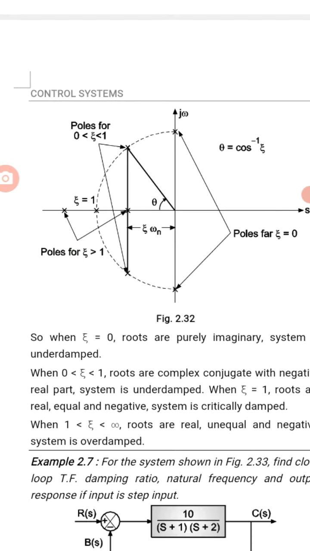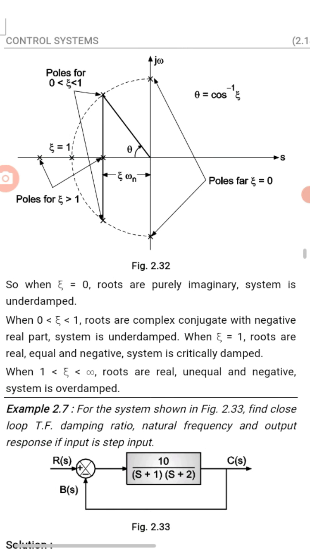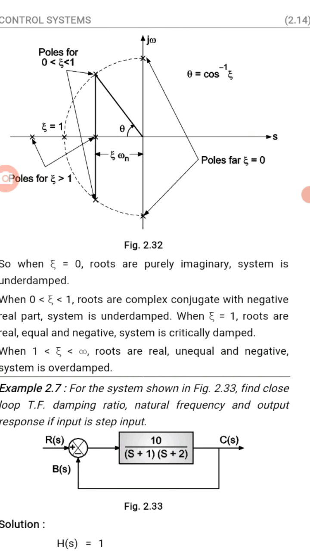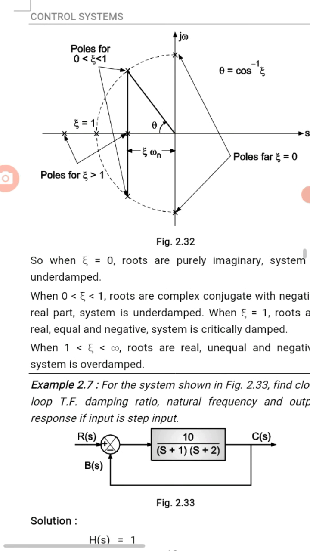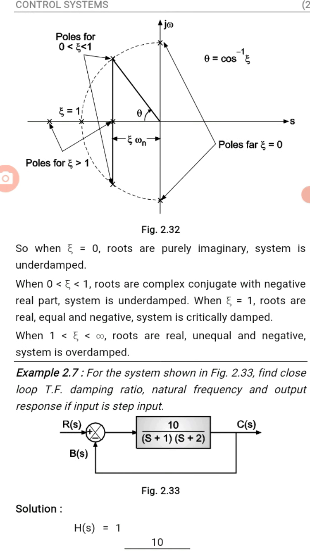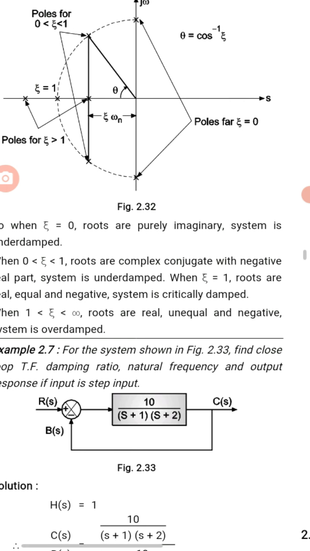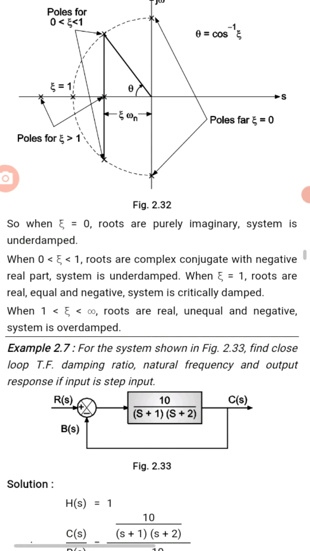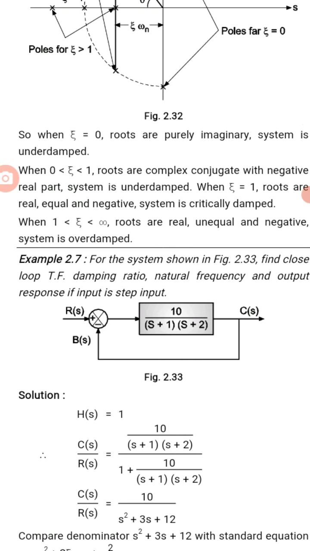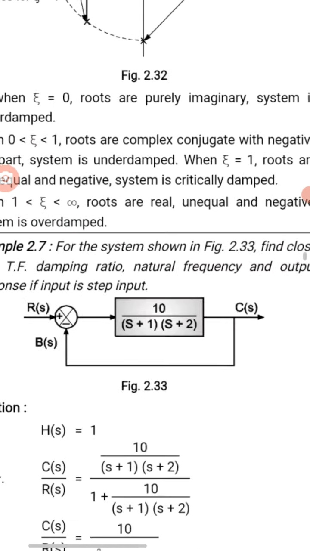So when zeta is equal to 0, roots are purely imaginary, and the system is undamped. When roots are complex conjugate with negative real part, the system is underdamped. When zeta is equal to 1, roots are real, equal and negative. While if zeta is between 1 and infinity, roots are real, unequal and negative, and the system is overdamped. We will solve a problem now.